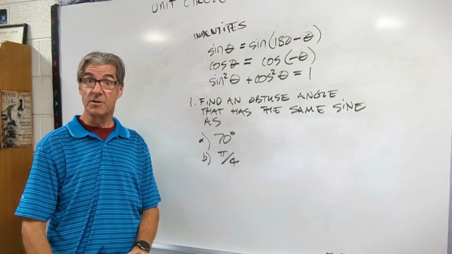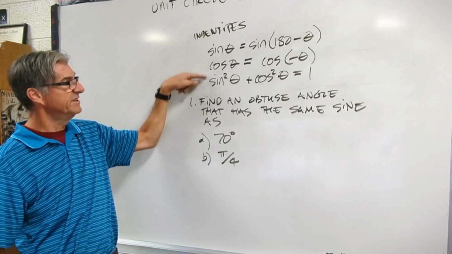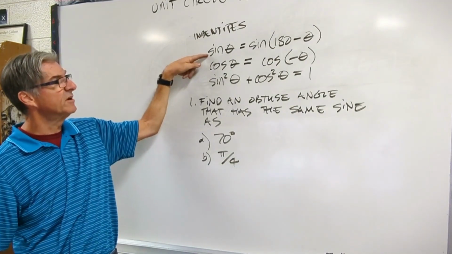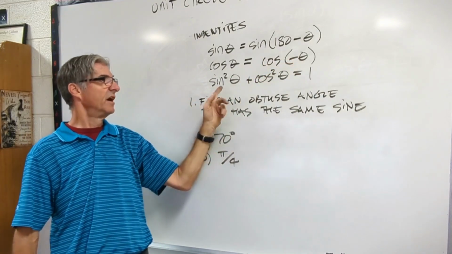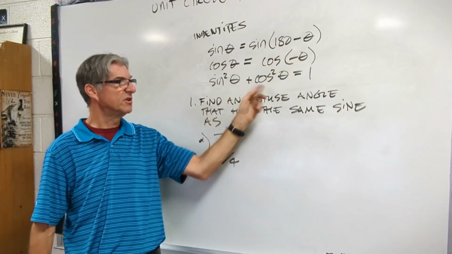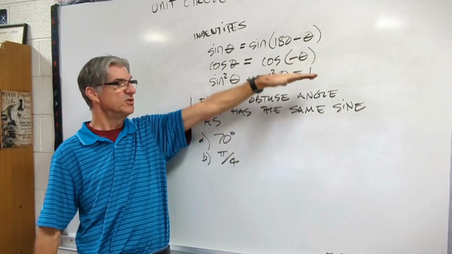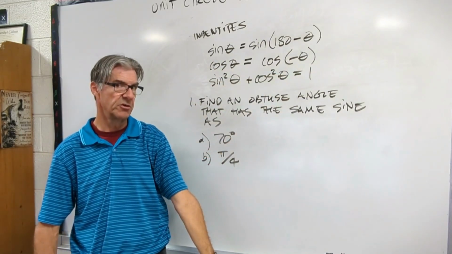All right, let's do a few problems. I repeated our identities from the last few boards. We have our sine theta equals sine 180 minus theta, cosine theta equals cosine minus theta, and finally our last one, sine squared theta plus cosine squared theta equals 1. So you're going to need to use these to do the problems I'm going to work you through here.